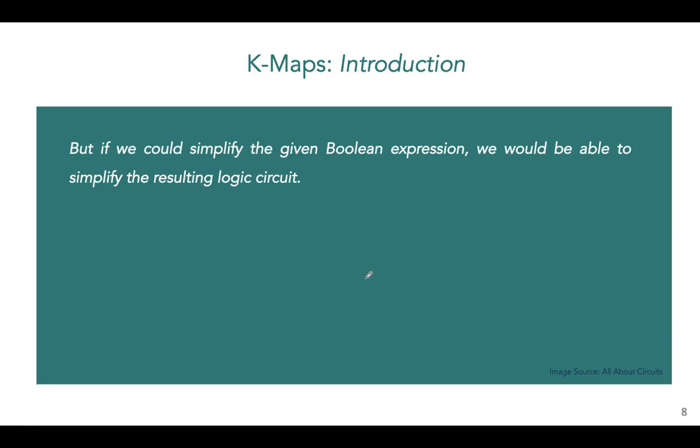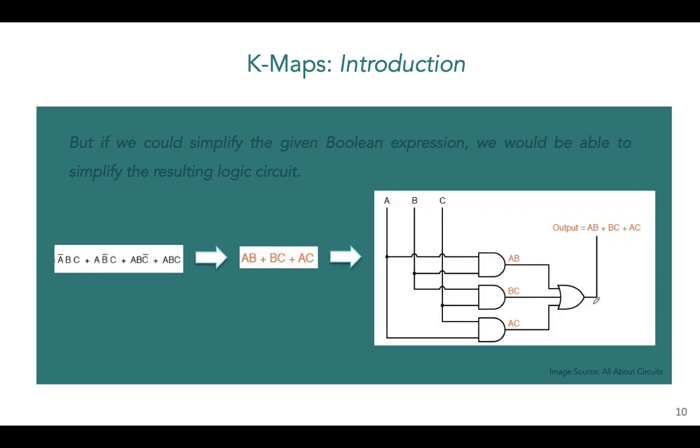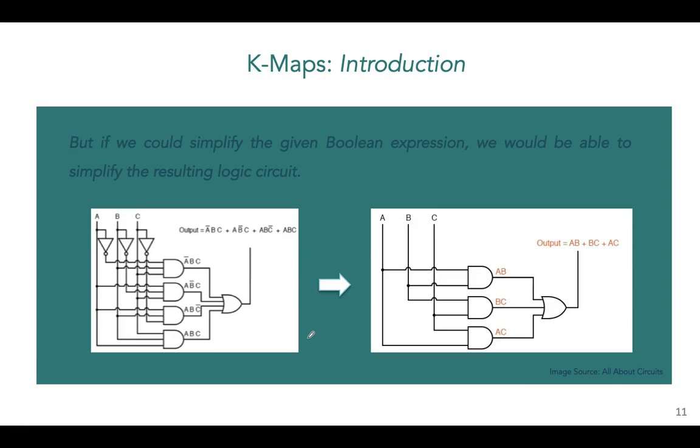Now, if we could simplify the given Boolean expression, we would be able to simplify the resulting logic circuit naturally, right? So if we could somehow simplify this expression into this expression, the resultant logic circuit would be like this. So basically what we've done is we have converted this circuit into this circuit with the help of simplification. They both produce the same output because this is essentially a simplified version of this one, and this circuit is so much simpler than this one. And this is the advantage we get when we simplify Boolean expressions.